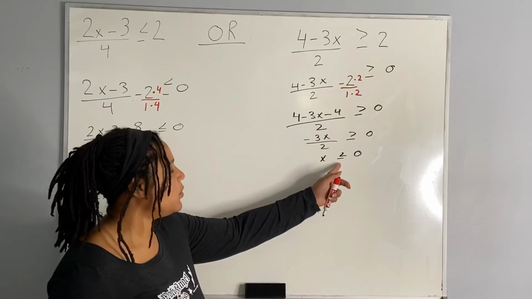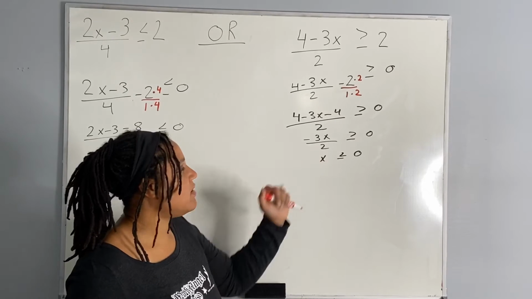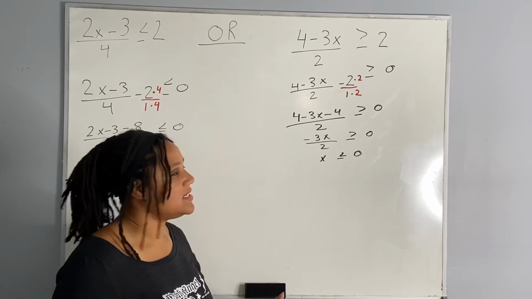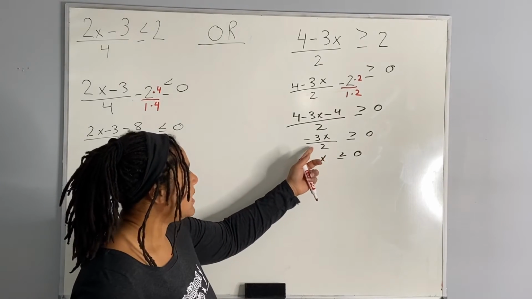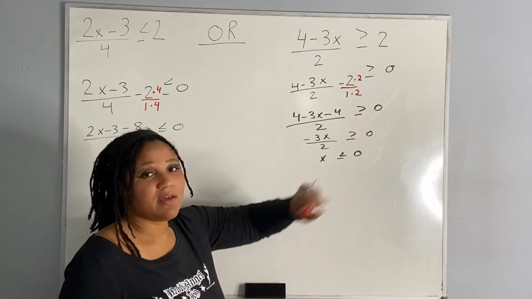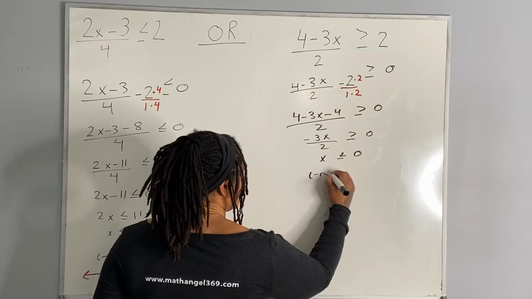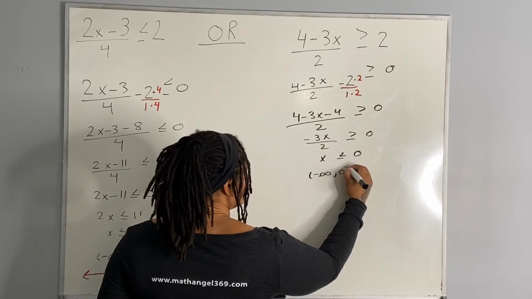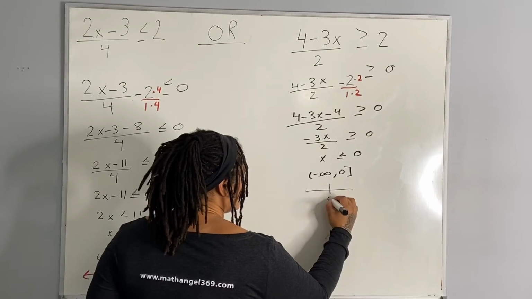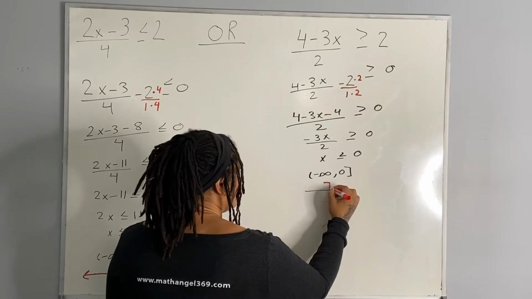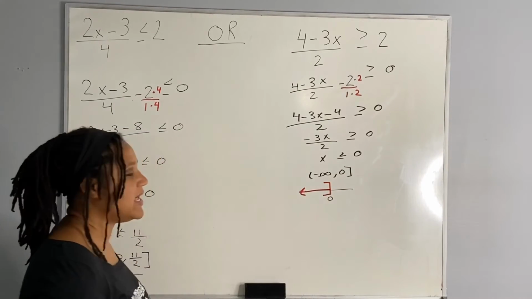Be careful here, we must flip the sign because we are getting rid of the negative sign on the left side of the inequality. So anytime you are dividing or multiplying by a negative number, you must flip the sign. So if I were to put that in interval notation, we would say from negative infinity to 0, and you would put a bracket. And if I were to graph it, I would start at 0 and then I will use a bracket and come all the way out to negative infinity.